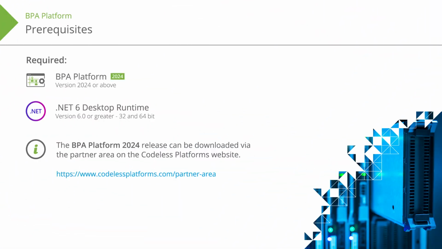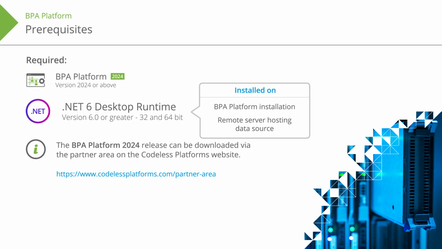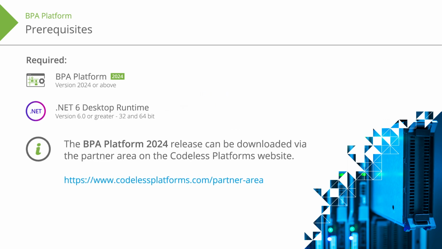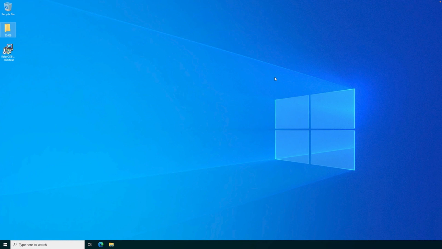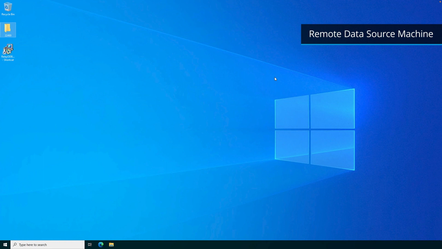Before starting, you will require BPA Platform 2024 and .NET 6.0 Desktop Runtime to have been installed on both the BPA Platform installation and the remote customer server hosting the data source you're connecting to. The BPA Platform 2024 release can be downloaded via the partner area on the Codeless platform's website. The updated database query ODBC tool is installed as part of the main BPA Platform 2024 product installation.